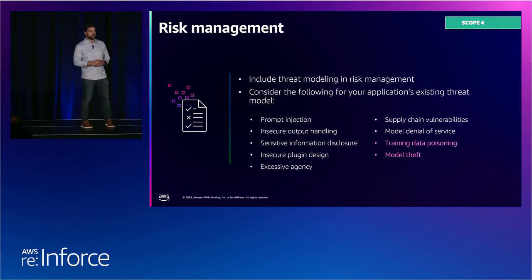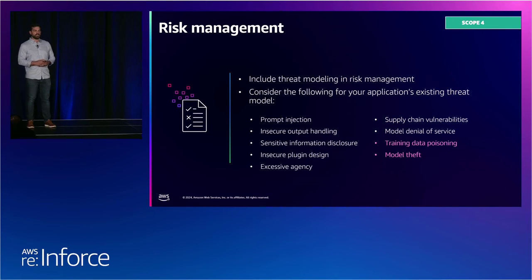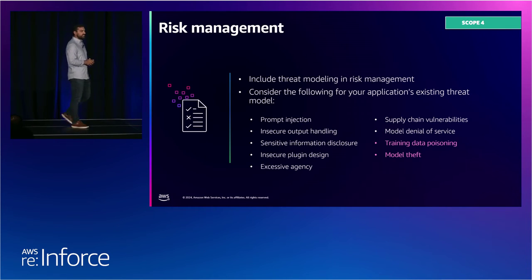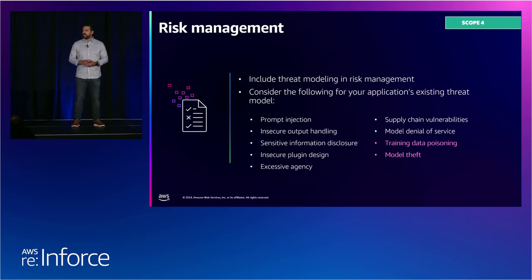When it comes to risk management, there are 2 additional OWASP top 10 for LLM risks that we add for Scope 4. The first is training data poisoning. This is when a malicious threat actor attempts to adjust or modify the training data in order to manipulate, ultimately, the results that your model produces. And model theft. If you've trained a model with confidential or proprietary information, something that your organization wants to keep private, stealing that model obviously would not be a good thing. So now we must consider, in addition to the other top 10 for LLM, model theft.